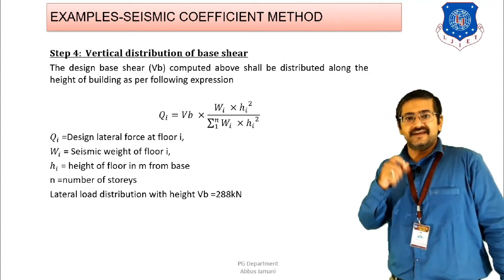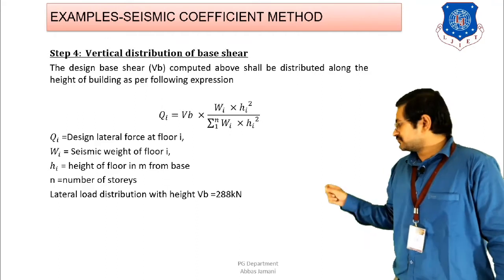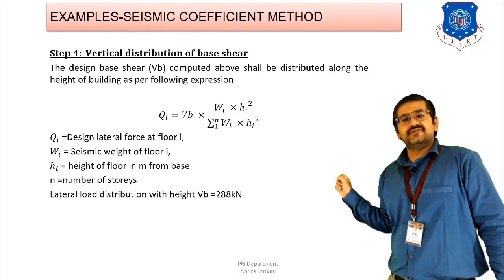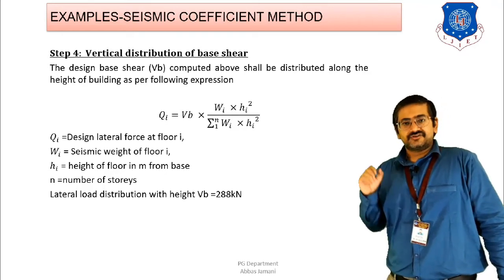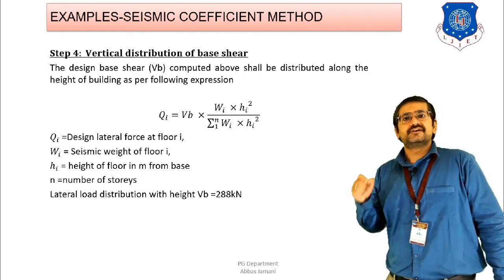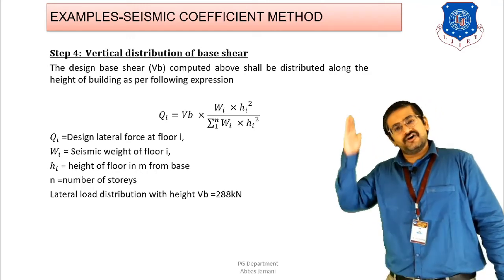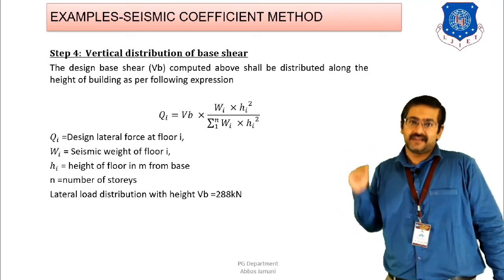For that, IS 1893 2016 gives us a formula: Q is equal to Vb into Wi hi square divided by sigma Wi hi square, right? Based on this formula of Q, you will be able to calculate the value of lateral load, or the intensity of lateral load, along the height of the building at each floor level, right?